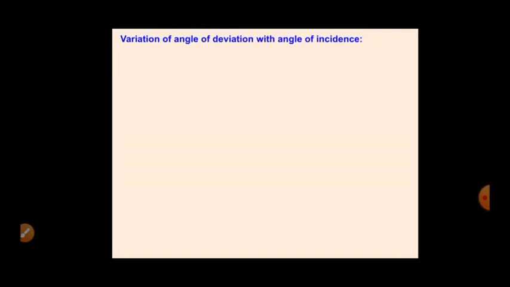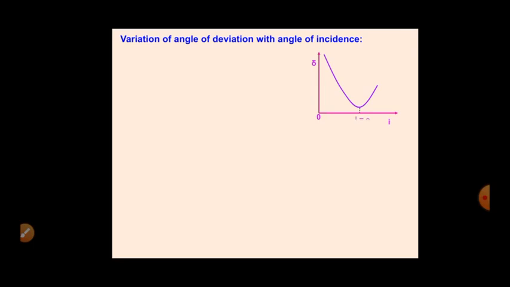Now let's see how the angle of deviation varies with the angle of incidence. When we plot the graph between angle of deviation and angle of incidence, we get this kind of graph. In this graph we can see that when the angle of incidence starts to increase, the angle of deviation starts to decrease, and ultimately we get a point where the angle of deviation becomes minimum.